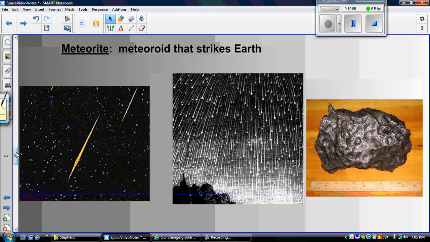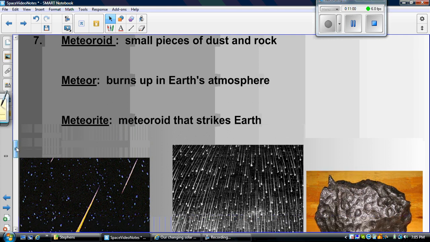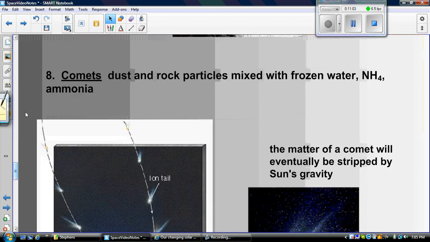So you want to make sure you write down those three and know the difference between them. They're smaller than asteroids. Then we've got comets. Comets are usually bigger than meteoroids but smaller than asteroids. They are just dust and rock particles mixed with frozen water, methane, that's what NH4 is, and ammonia.